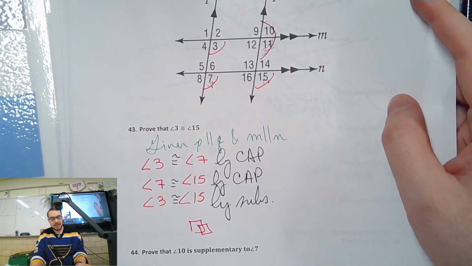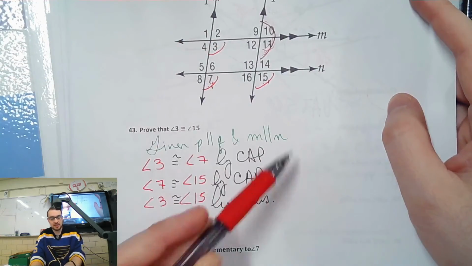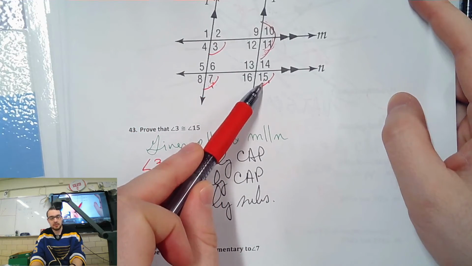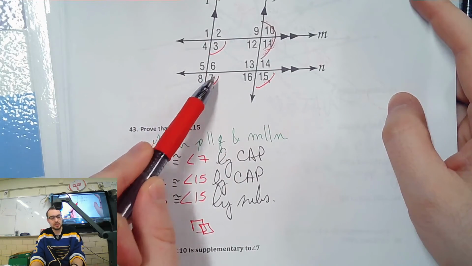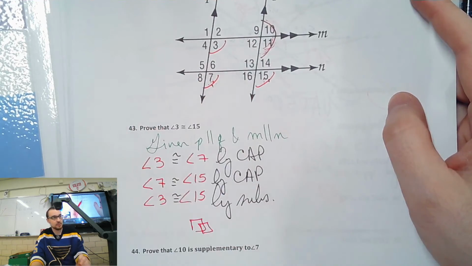Then it wants to prove that angle 10 is supplementary to angle 7. So here's angle 10. Here's angle 7. I'm going to say 10 and 11 are supplementary by LPT. 11 is the same as 15 by CAP. 15 and 7 are the same by CAP. So I switch out 7 for 11 by substitution. And so now 10 and 7 are supplementary.